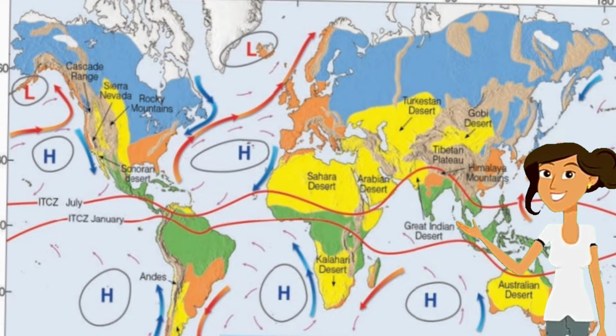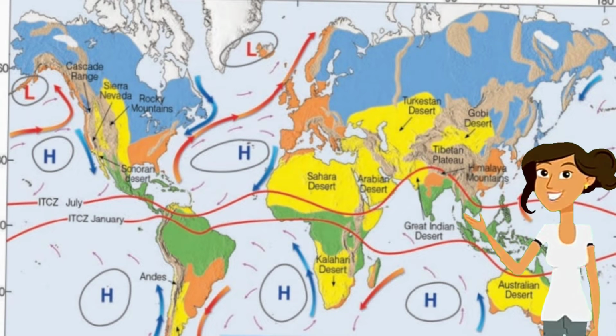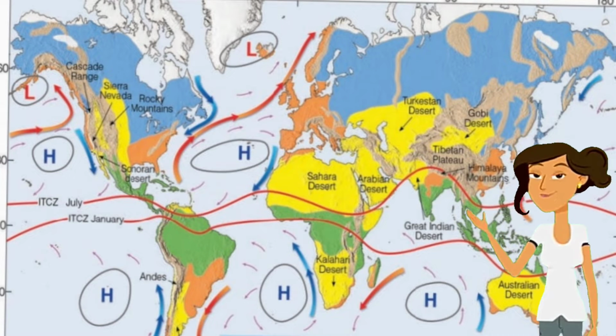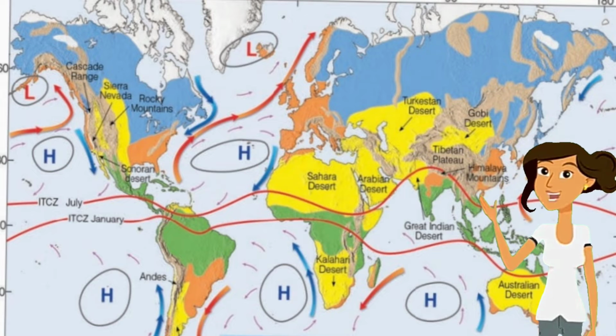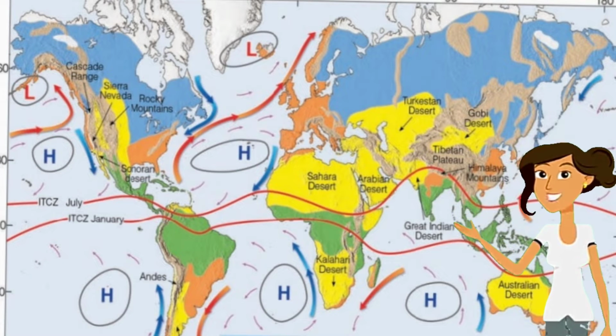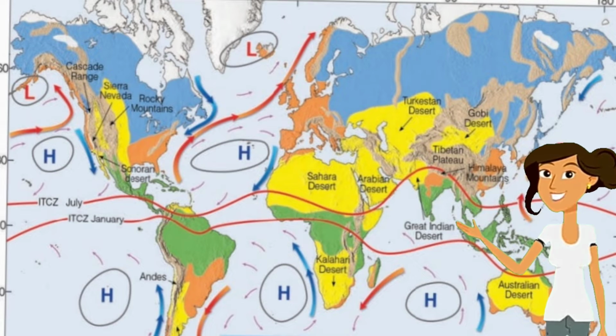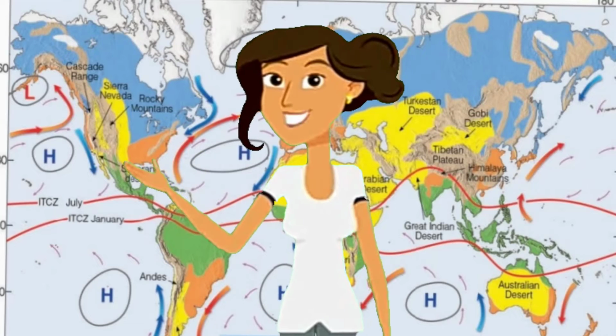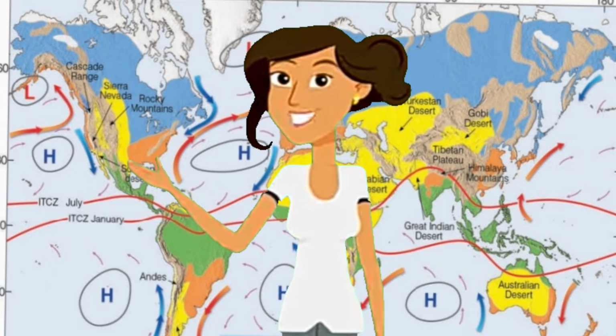The large H and L on the map represent the average position of the semi-permanent high and low pressure areas. The solid red lines show the average position of the intertropical convergence zone in January and July. The ocean currents in red are warm and those in blue are cold. Now let's go deeper into each type of the Köppen system.